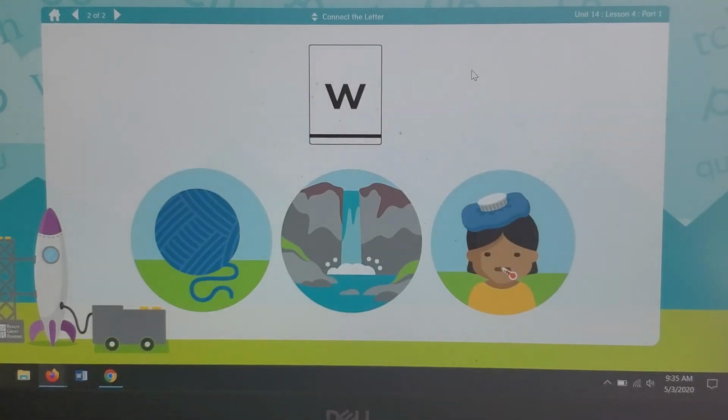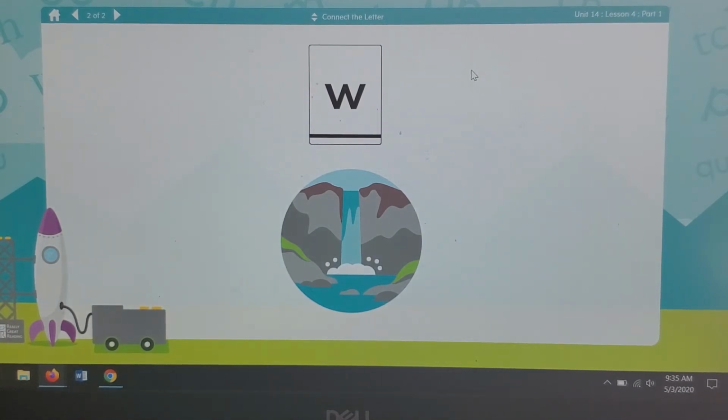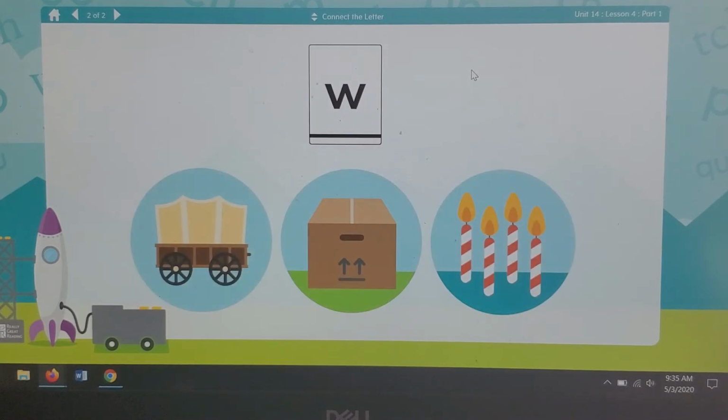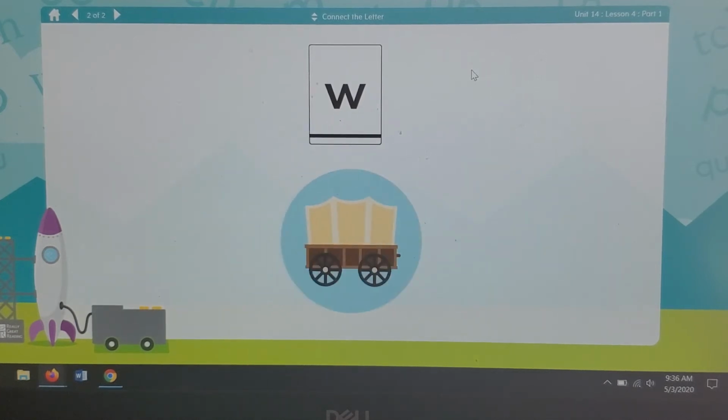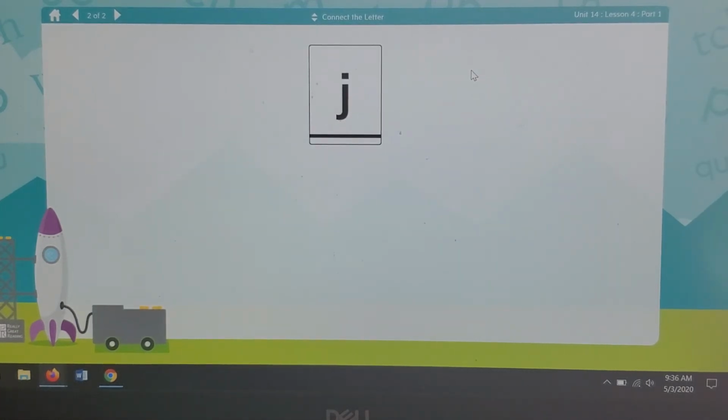Next, we have yarn, waterfall, sick. Which one begins with W? Waterfall is correct. Next, we have wagon, box, candles. Which one begins with W? Wagon is correct. Our new target sound is the letter J.